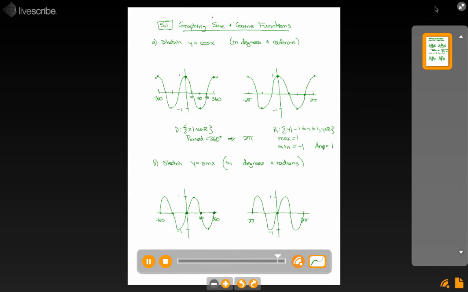So, really, if you look at it closely, it looks like you could take a cosine graph and move it a little bit to the right or left, and you could turn it into a sine graph. And that's true, and that's actually something we will look at when we get to transformations of sine and cosine functions a little bit later on.